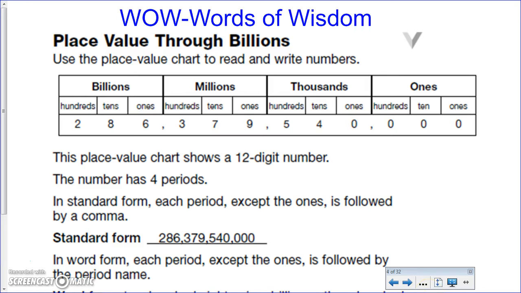Use the place value chart to read and write numbers. This place value chart shows a 12-digit number. The number has 4 periods. In standard form, which is regular number form, each period except the ones is followed by a comma. So if you look up at our number above, we have a comma between the billions, the millions, and the thousands. In word form, each period except the ones is followed by the period name.